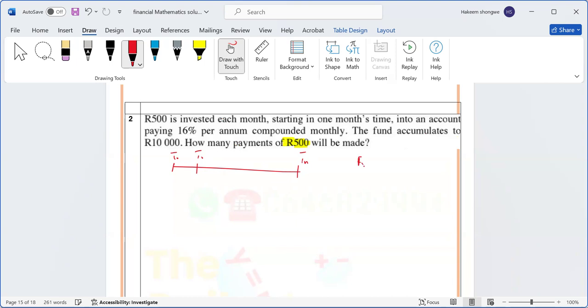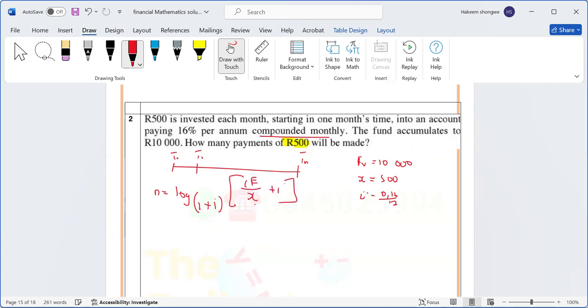So if we were to collect the data, we have the future value, which is 10,000. We have our X, which is 500. And then we have our I, which is 0.16 divided by 12, since it's compounded monthly. Now, again, the best thing to do is to simplify this. If we simplify, N is going to be equal to the log, base 1 plus I, of the bracket, I times future value all over X, plus 1.